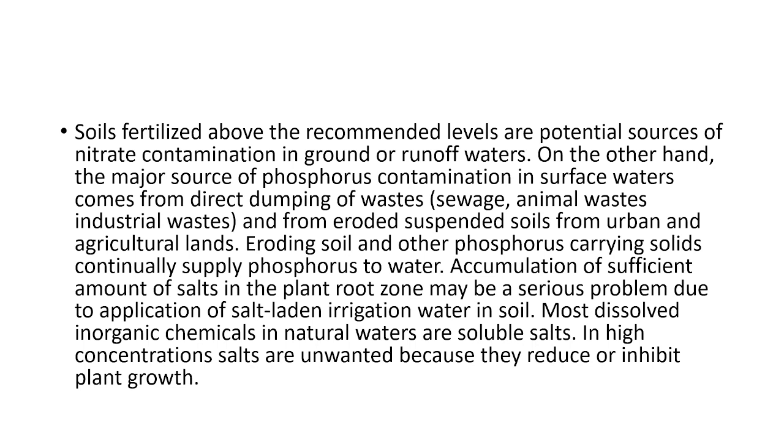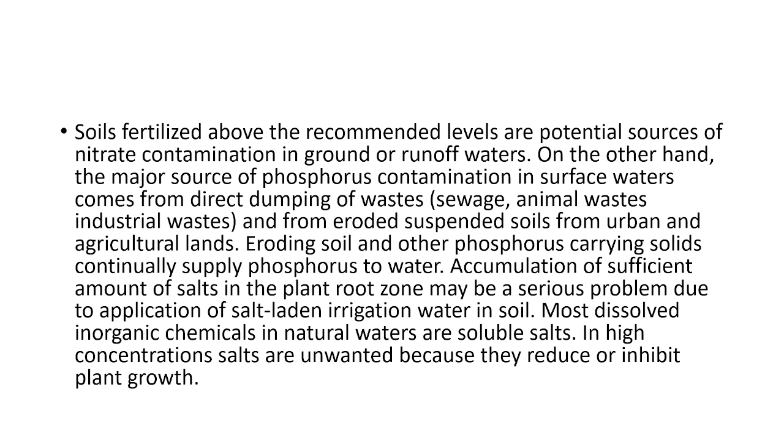This may get altered by these components. So soil fertilized above the recommended levels is a potential source of nitrate contamination in ground or runoff water. On the other hand, the major source of phosphorus contamination in surface water comes from direct dumping of waste, that is sewage, animal waste, and industrial waste. The major source of nitrogen is the excreted material, because most living things excrete their waste in the form of nitrogen.